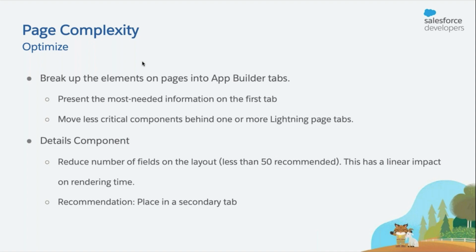And when it comes to the details component, like I said, if you add more fields into the detail layout, it is equal to the number of HTML elements rendered, which is slower. So make sure the number of fields is less than 50, is what we recommend. If you still want to show 100 fields, just place the component on a tab so that your initial page load is quick and the fields load later. So that is a recommendation. You have to find a balance, basically.